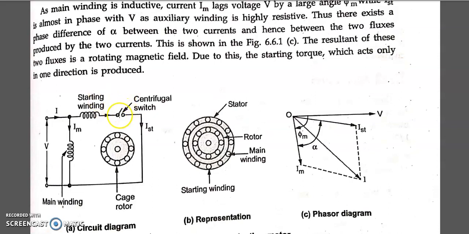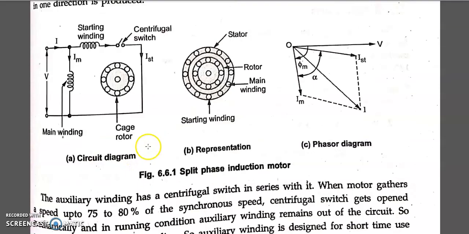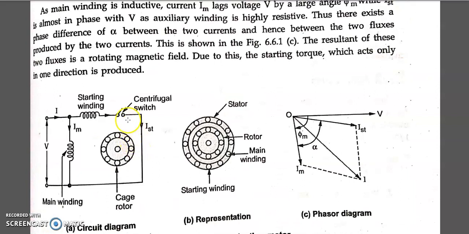One thing we have here is a centrifugal switch connected in series with the starting winding. So I connect the supply. Current starts to flow in the main winding as well as in the starting winding. The flux due to I M and the flux due to I start interact with each other and cause a rotational magnetic field in the stator, which causes the rotor to rotate. Once the motor achieves around 50 to 60 percent, or 70 to 80 percent of the rated speed, this centrifugal switch automatically opens.